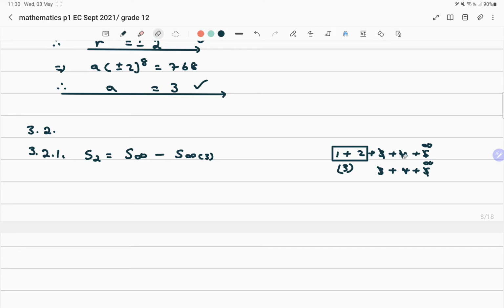And then of course, if you did not cancel these terms, you could easily just find the sum here. This would be 15. And then this one would be 7 plus 5 is 12. So do you see here? This one minus that is basically 3. But what is 1 plus 2? It is 3. So do you see? It works out.